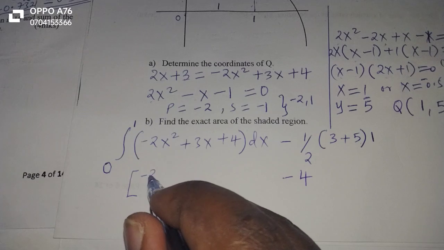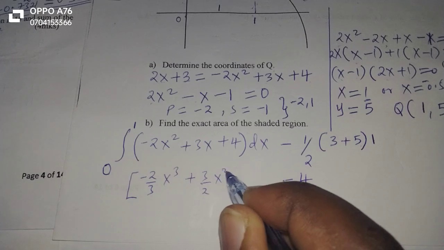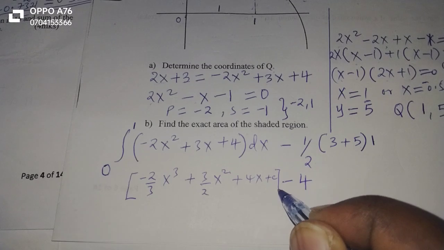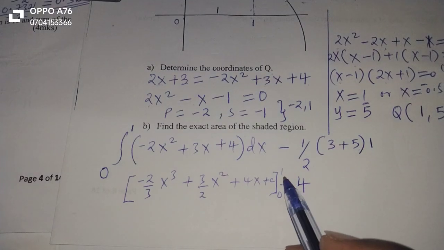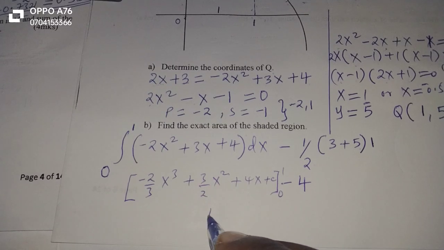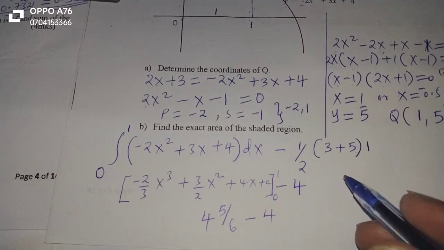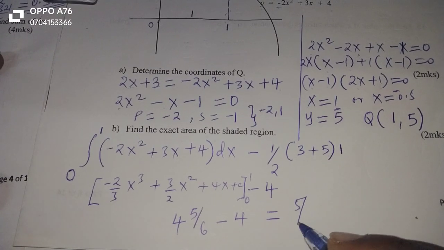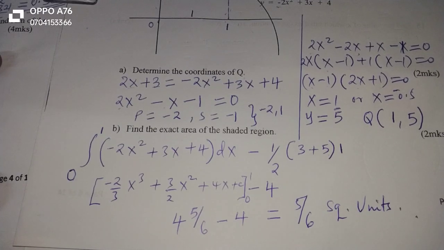This is going to be negative 2/3 x power 3 plus 3 over 2 x squared plus 4x, then a constant, the arbitrary constant of integration, from 0 to 1. So when we substitute 0, everything will become 0. But when we substitute 1, we're going to get 4 and 5 over 6, then minus 4. This means that the shaded region is going to have area equal to 5 over 6 square units.